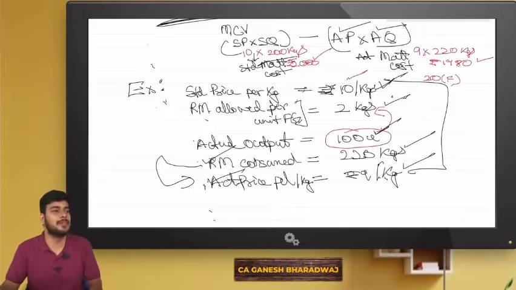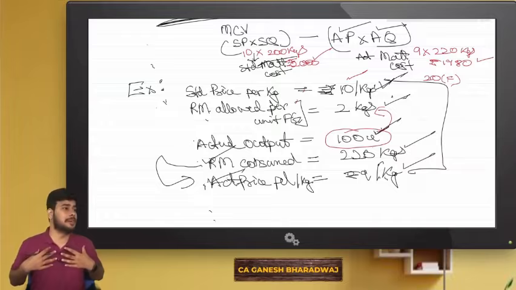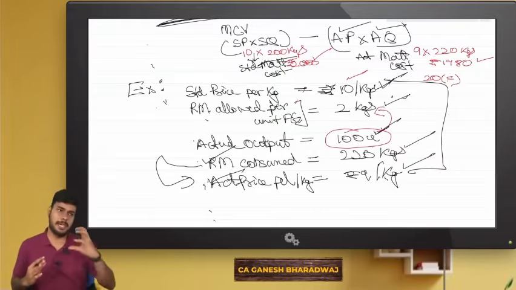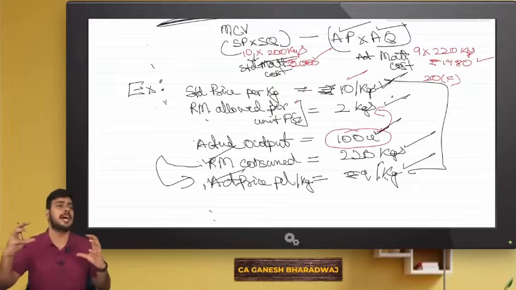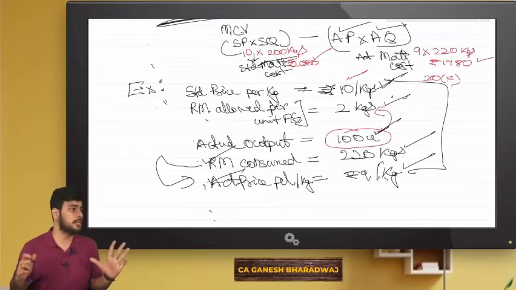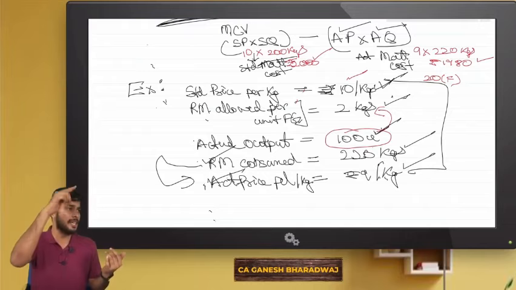It's a favorable variance. So basically, material cost variance is nothing but standard material cost minus actual material cost. Correct or not, guys? Guys, answer. Yes, you're getting it.